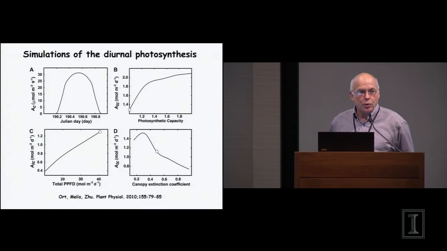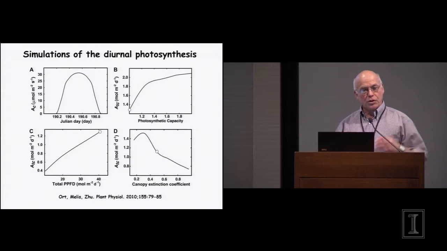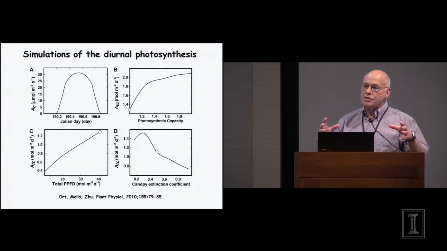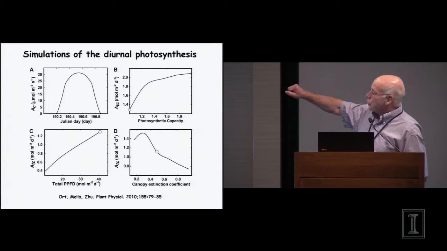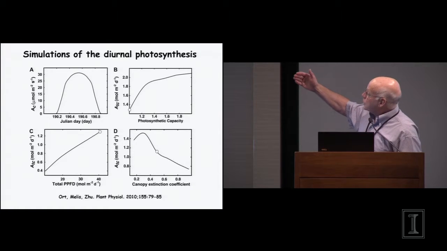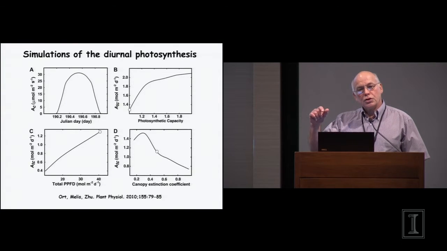And so this is a simulation that we've done, and I just want to direct your attention to panel D. This looks at the daily integral of photosynthesis, the total amount of photosynthesis that occurs during a day as the sun moves across the sky, as a function of canopy extinction coefficient. This is the surrogate for the chlorophyll concentration in these leaves. This middle dot here is what the average daily canopy extinction coefficient would be for a soybean crop. And what this model suggests is that if you want to maximize the daily integral of photosynthesis, we should probably reduce that canopy extinction coefficient by as much as half.